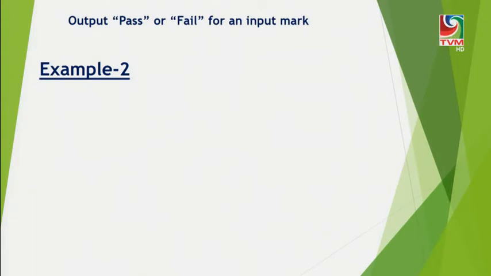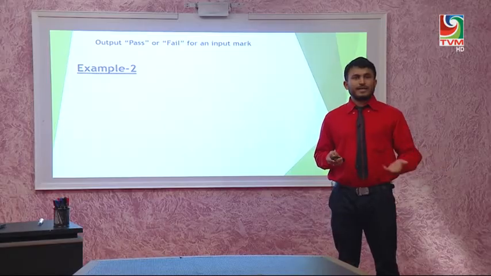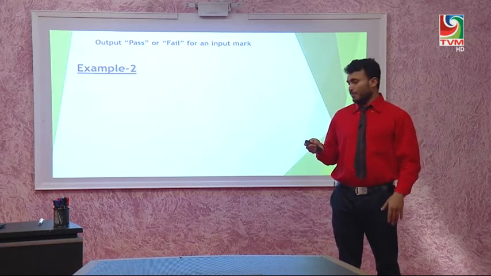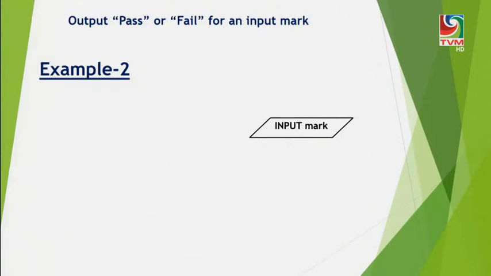Just want to know whether a student is pass or fail in an examination. So the condition is, if a student gets above 50 marks, he is pass. If the student gets below 50 marks, he is fail. Just see that one. The first part is the input mark. You are going to input mark, and once you input mark, you are going to check whether that mark is greater than 50 or not.